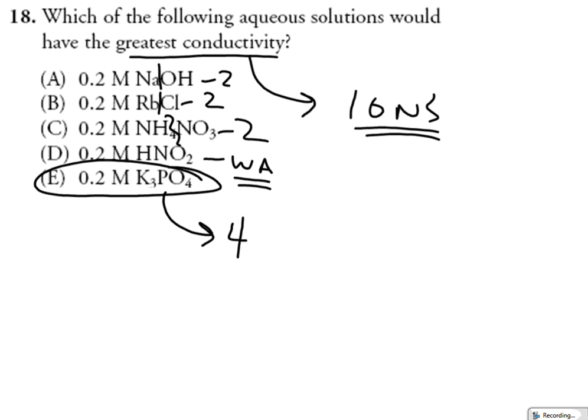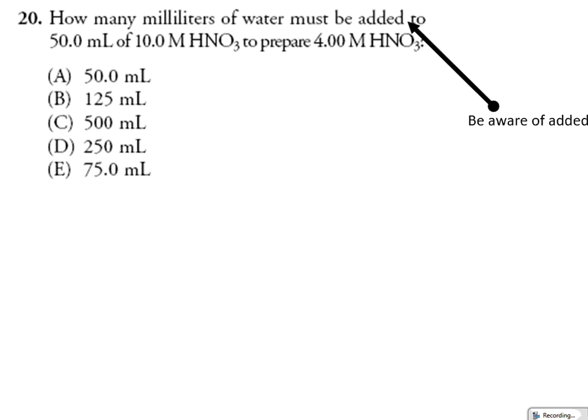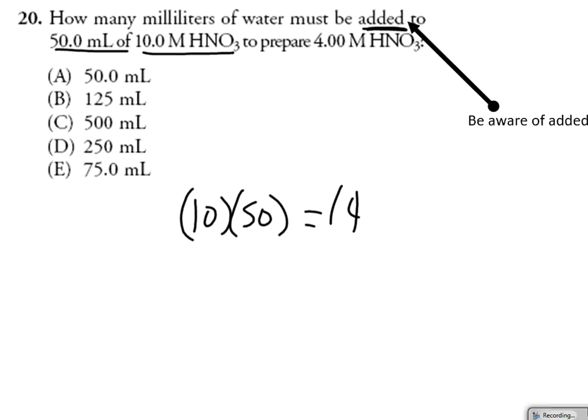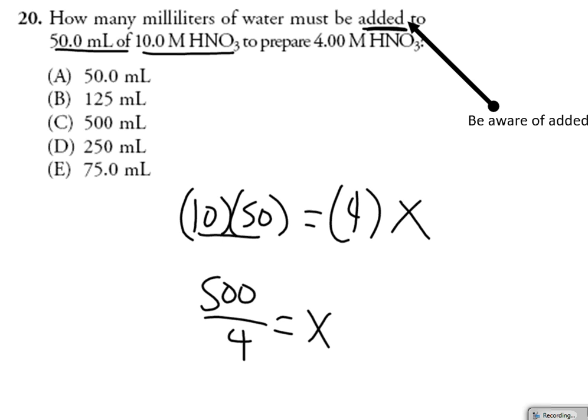How many milliliters of water must be added to 50 milliliters of 10 M HNO3 to prepare 4.0 M HNO3? So if you look right here, when I go to set it up, this is my M1, so my molarity is 10 basically. My milliliters I start with of stock is 50 milliliters, equals 4, the new molarity I want, and X. Well, 10 times 50 is going to be 500, divided by 4 will equal my X. When I go and solve for this, I get 125 is the amount of my total volume.